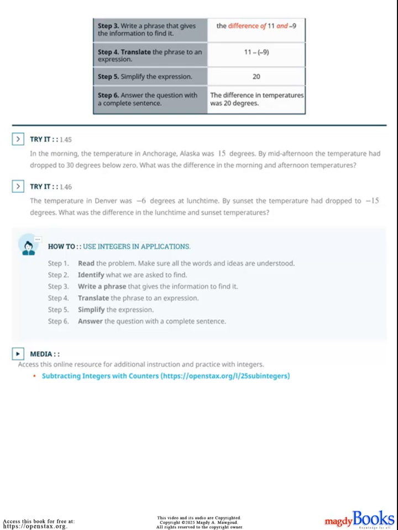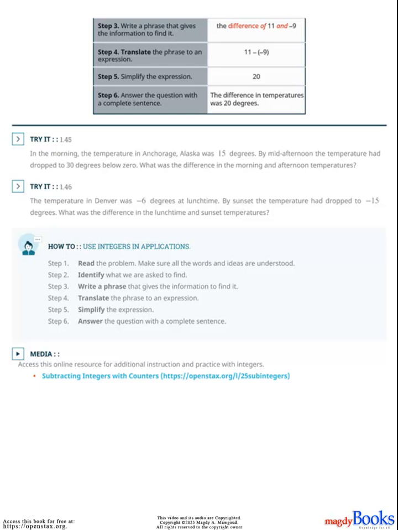Try it 1.45. In the morning, the temperature in Anchorage, Alaska was 15 degrees. By mid-afternoon, the temperature had dropped to 30 degrees below zero. What was the difference in the morning and afternoon temperatures? Try it 1.46. The temperature in Denver was -6 degrees at lunchtime. By sunset, the temperature had dropped to -15 degrees. What was the difference in the lunchtime and sunset temperatures?